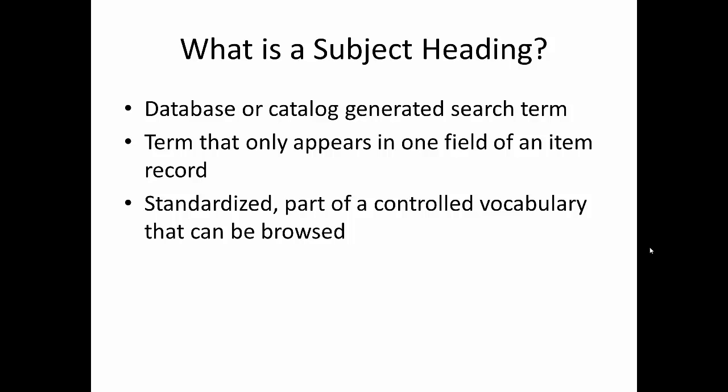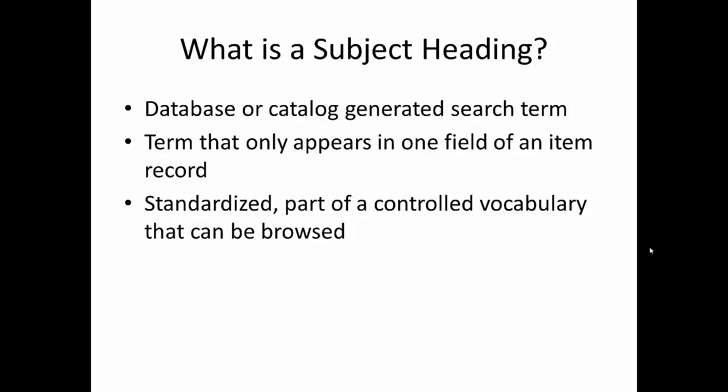What is a subject heading? In contrast to a keyword, a subject heading is standardized. It is a term assigned by a catalog or database as specifically describing the contents of the source. Subject headings can be searched specifically by telling the database or catalog that that is where you want to look.